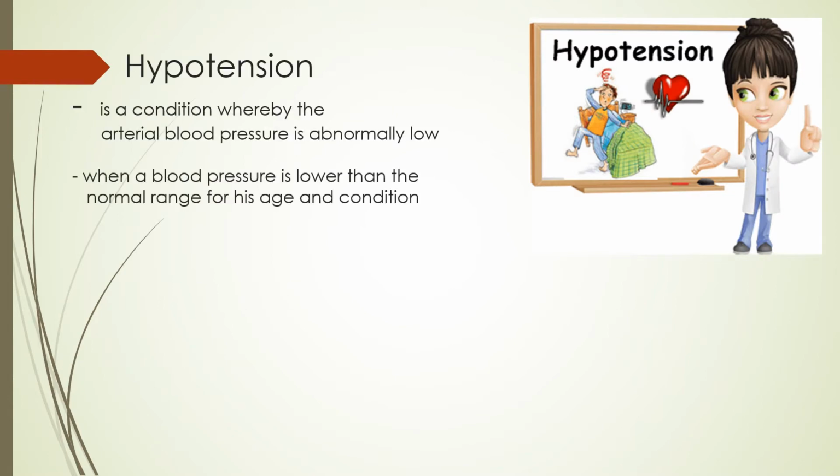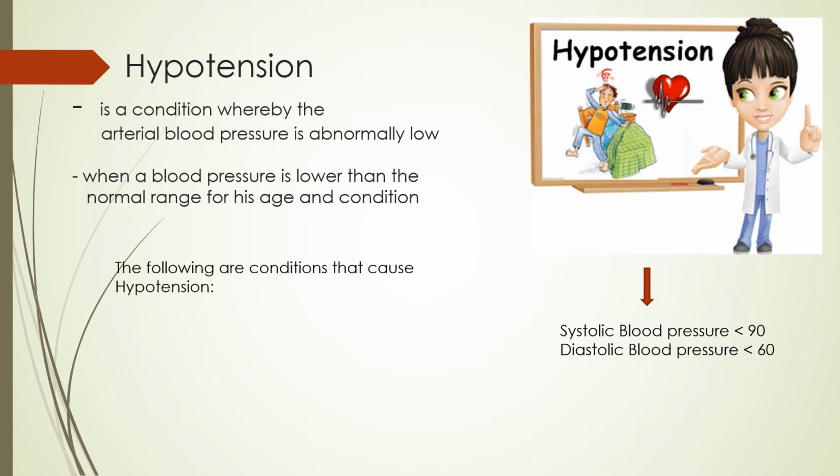Let's talk about hypotension. Hypotension is a condition whereby the arterial blood pressure is abnormally low, when the blood pressure is lower than the normal range for his age and condition. A blood pressure reading lower than the normal, 90 systolic and 60 diastolic, is considered hypotension or low blood pressure. Here are the conditions that cause hypotension.